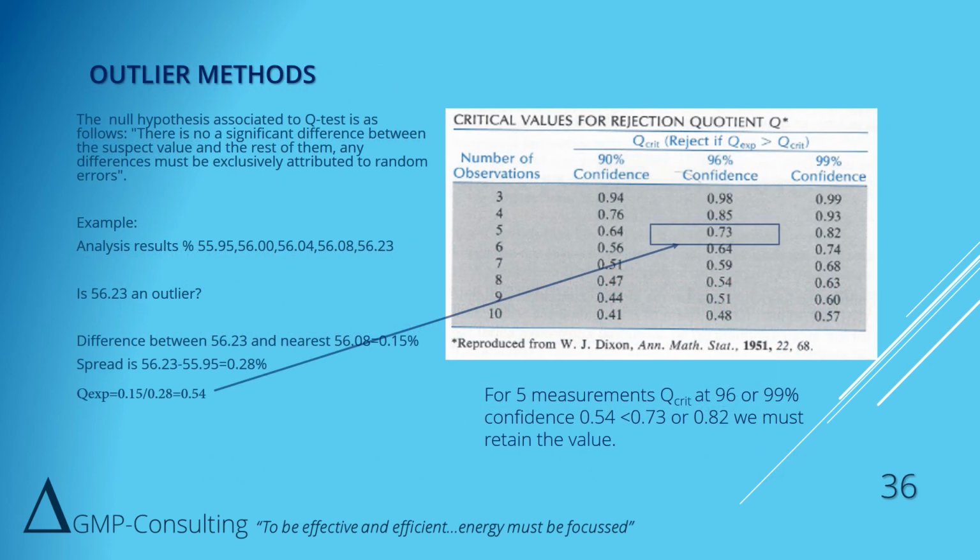In this example of the Q test, there are 5 results in ascending order. It's queried whether 56.23 is an outlier. The difference between 56.23 and the next nearest is 0.15, and the range over the whole set of numbers is 0.28. The Q value works out at 0.54. So for 5 samples, looking at the table, the 95% confidence value is 0.73, which is greater than 0.54. So it's not classed as an outlier in this case.